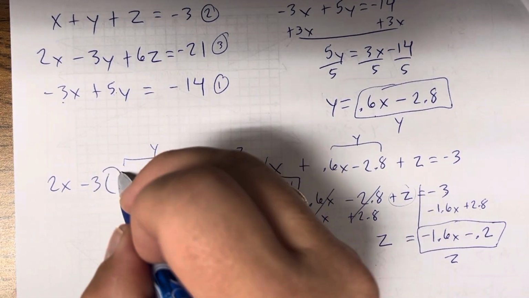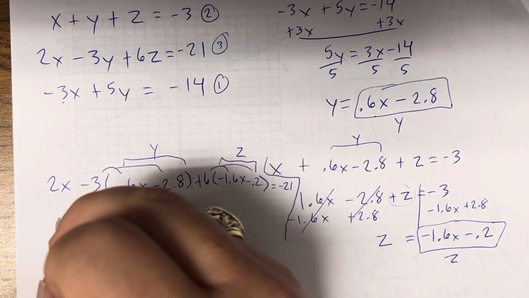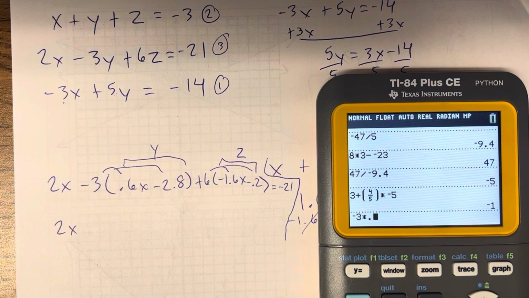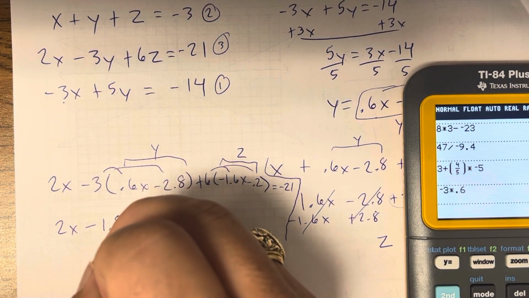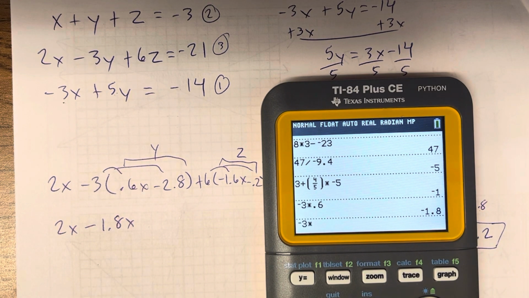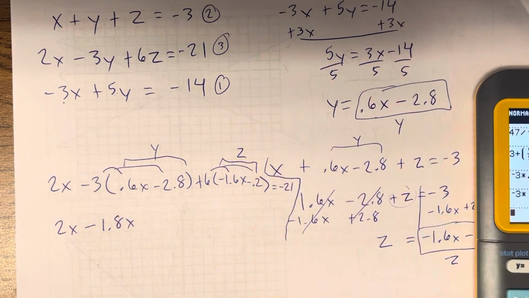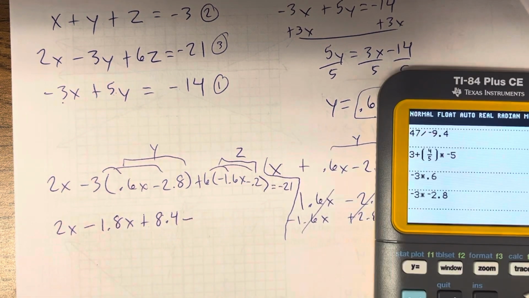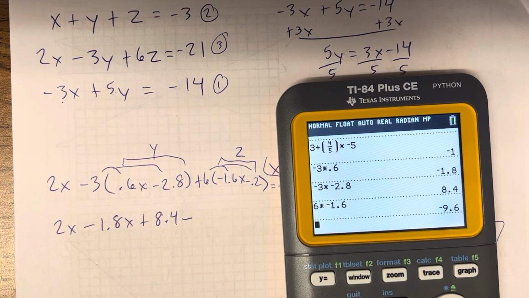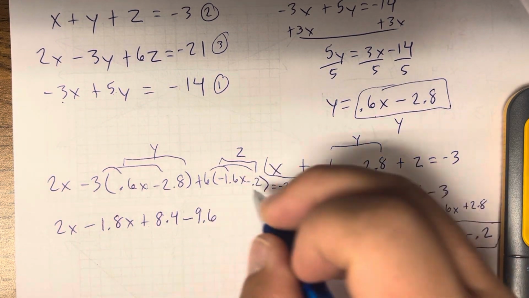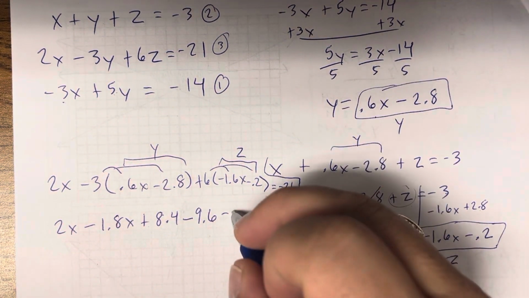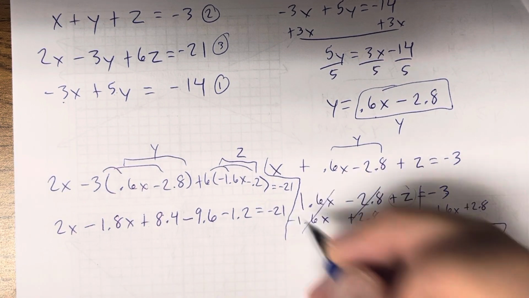And so now to start off, we're going to do distribution. And so 2x is going to stay. And so I have negative 3 times 0.6 to get negative 1.8x. And then negative 3 times negative 2.8 gets me positive 8.4. And then that's gonna be 6 times negative 1.6. 6 times negative 1.6 gets me negative 9.6x. And then we have again a positive times a negative. And so 6 times negative 0.2 will give me negative 1.2 equals negative 21.